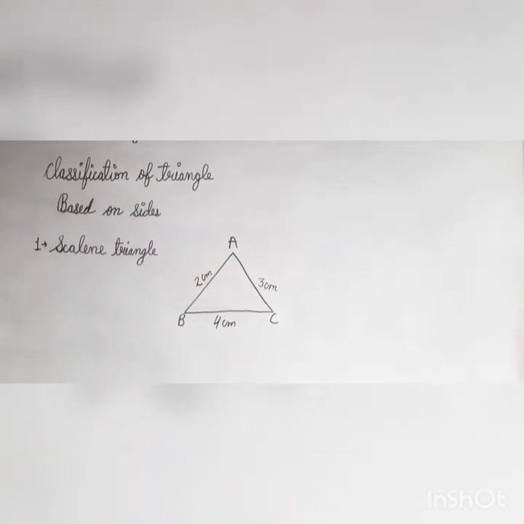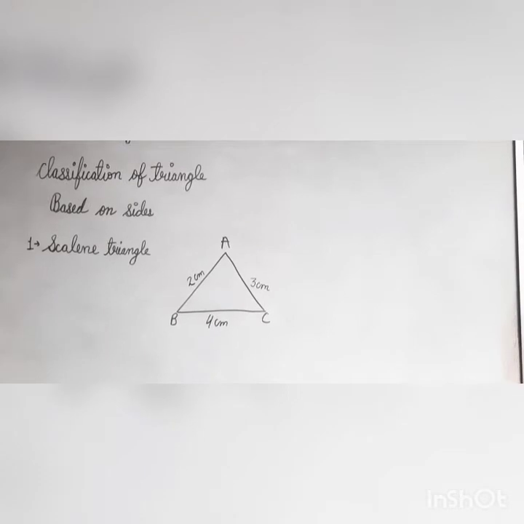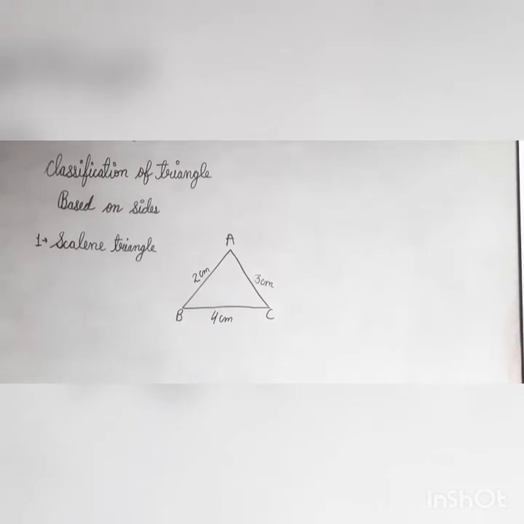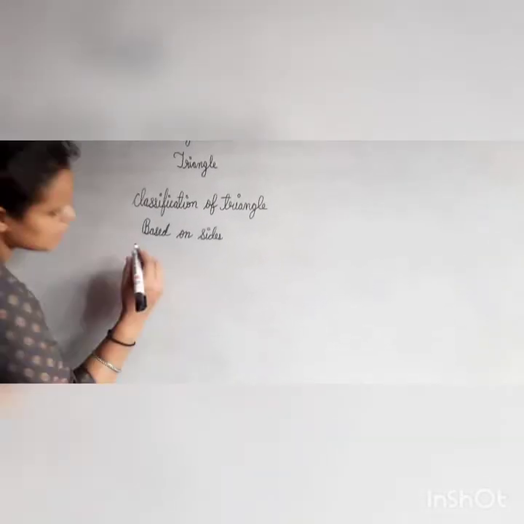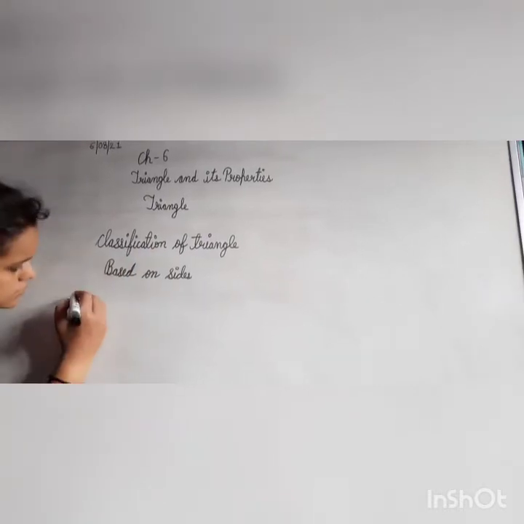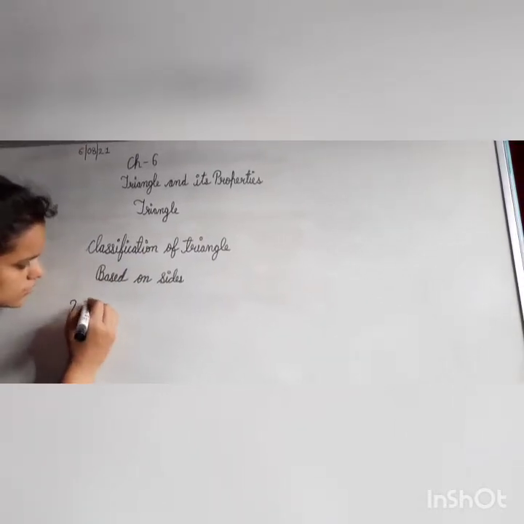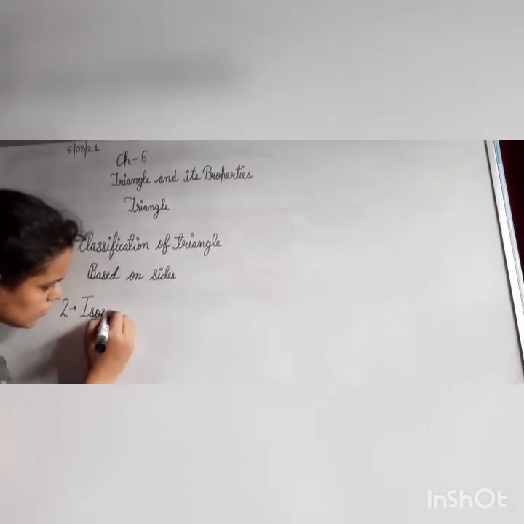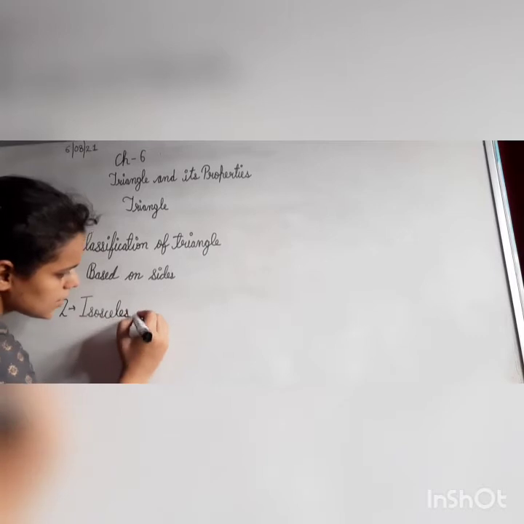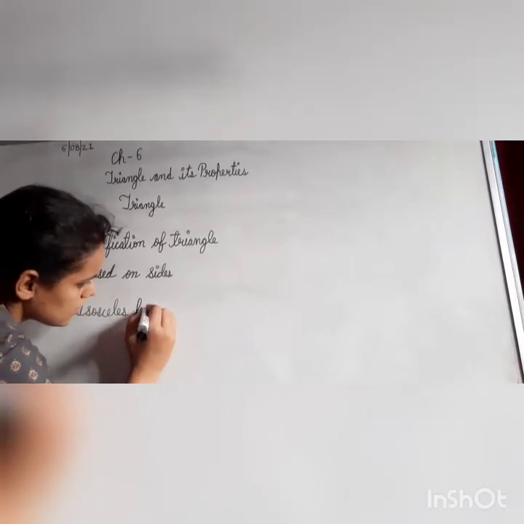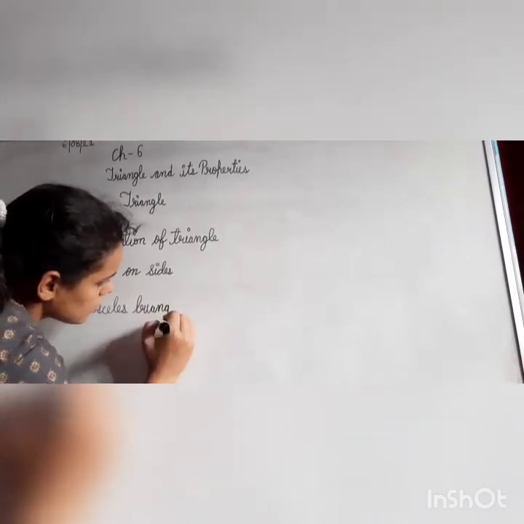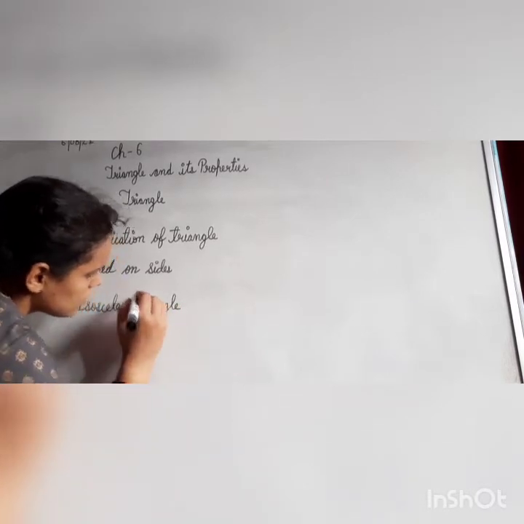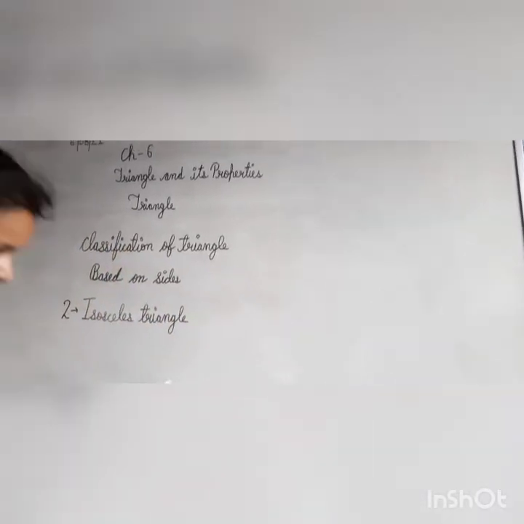Okay. Next is isosceles triangle. Second is isosceles triangle. Isosceles triangle. What is an isosceles triangle?